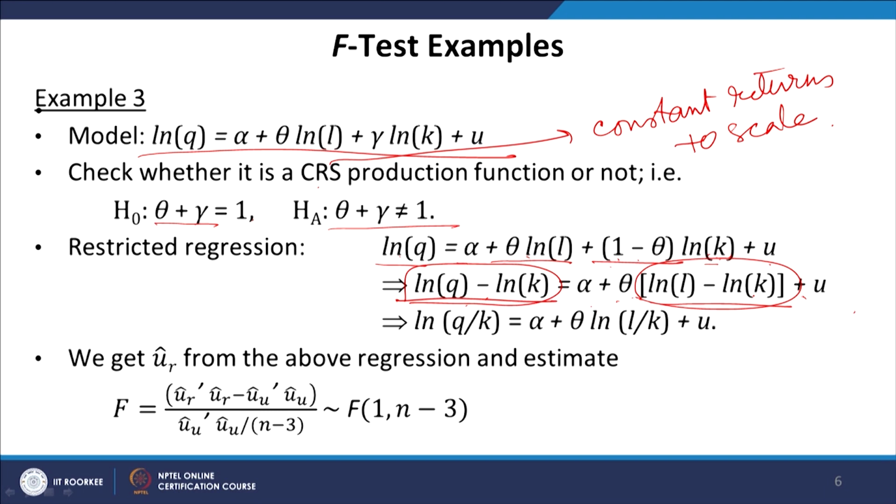So, the variables have actually changed, and then we run a regression of logarithm of q by k equals alpha plus theta logarithm of L by k plus u, and we follow the same procedure: from here I will be obtaining u r hat. So, we get u r hat from the above regression, and u hat would come from the unrestricted regression, that is this one, like the previous example, and then we calculate the F ratio or the F statistic following this formula. This would also follow an F distribution with 1 and n minus 3 degrees of freedom.